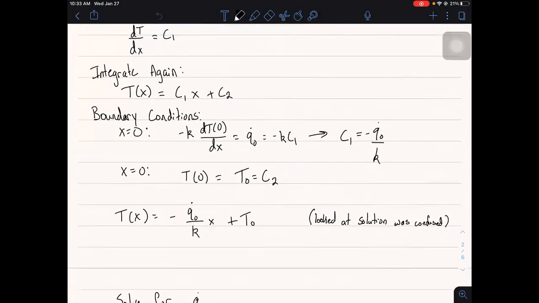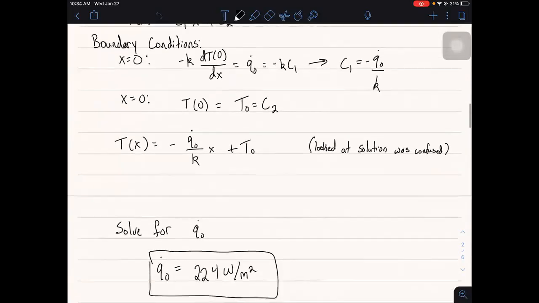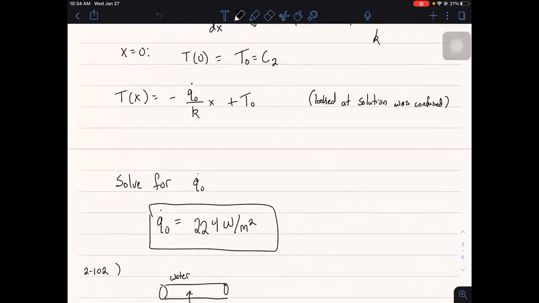Apply the appropriate boundary conditions, which are pretty straightforward because they're given to us. And then I was a little bit confused here on how we got to solving for Q naught. So I ended up looking at the solution and I still didn't understand it.